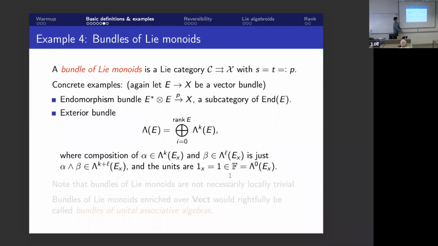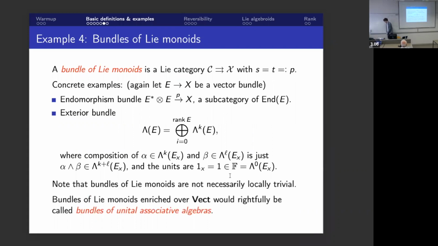And moreover, we can also see the exterior bundle as a bundle of Lie monoids. How? Well, how do we multiply multivectors or pointwise differential forms or whatever you want to call them? Well, we just take their wedge product, right? They remain within the same fiber. And what are the units? Well, they're just ones which come from the underlying field over which this vector bundle is modeled or whatever. So these are bundles of Lie monoids.